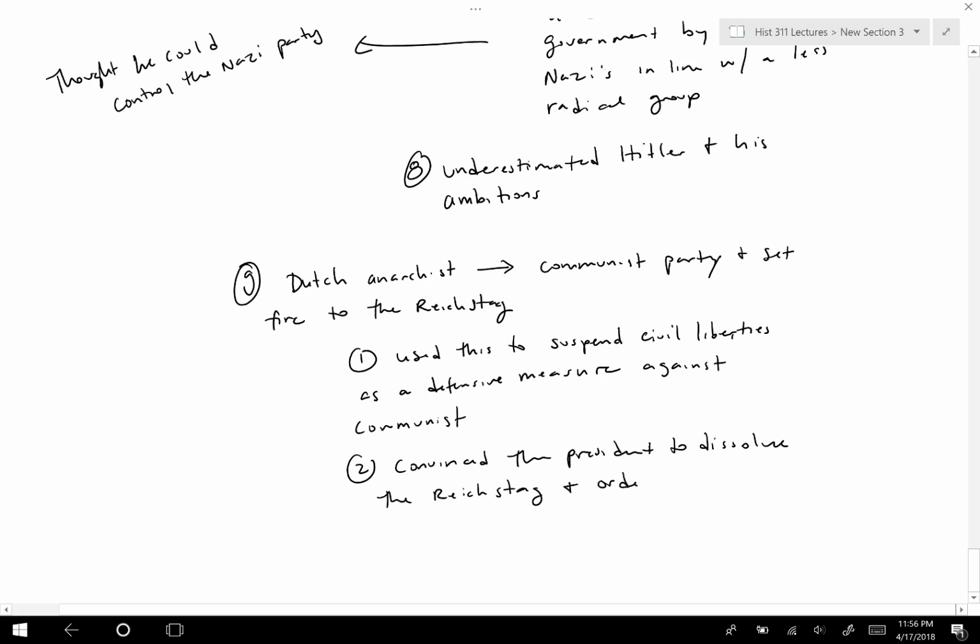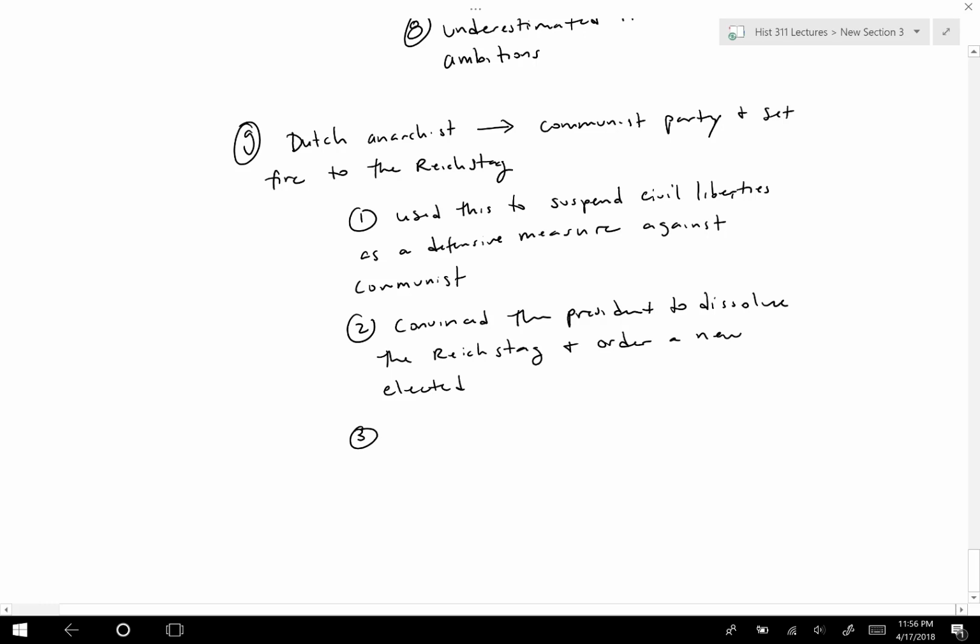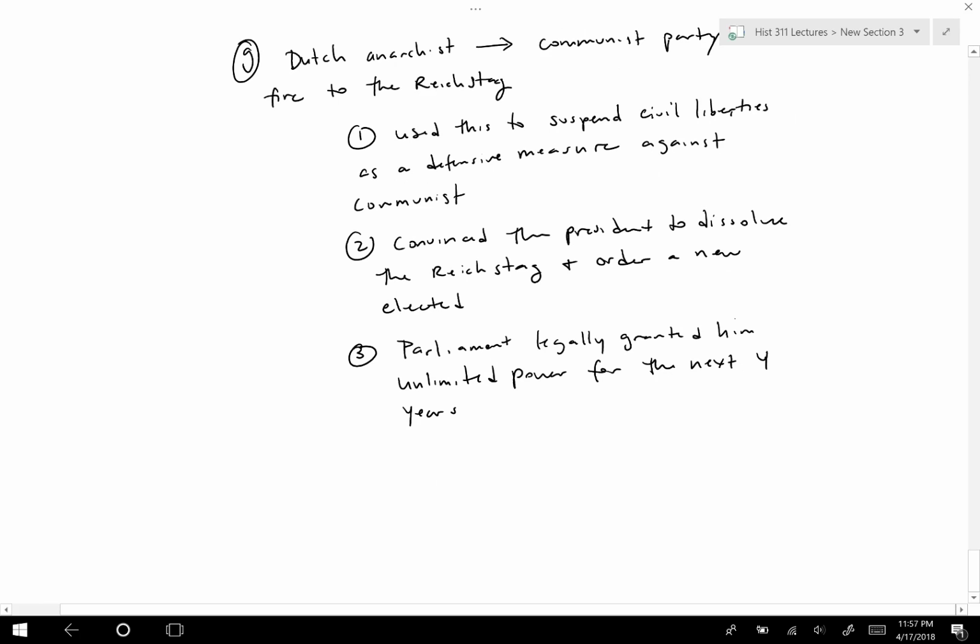And order a new election, saying that it had been corrupted, that they needed to clean it out and clear it out. And then what happened under Hitler's persuasion is Parliament legally granted him unlimited power for the next 4 years, and basically the president ends up going away. Hitler becomes in charge, and so then Hitler proclaimed this a new Reich, which he called the Third Reich.